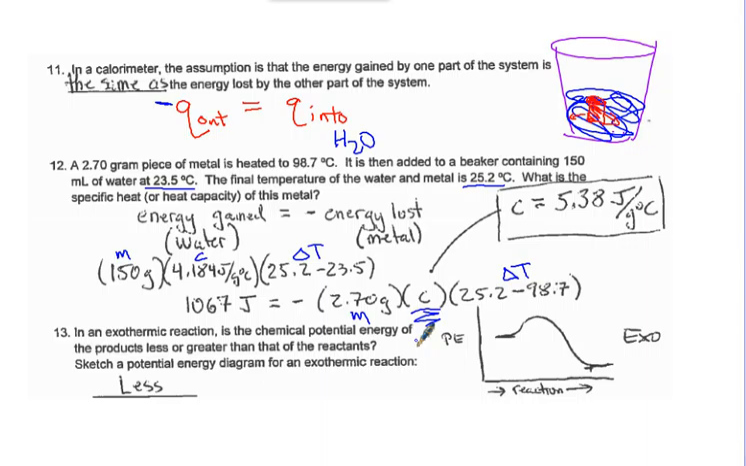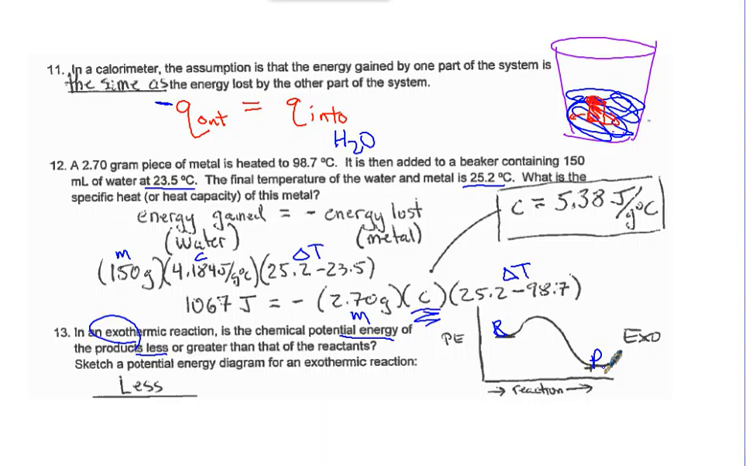Number 13. An exothermic reaction: the chemical potential energy of the products is less than or greater than that of the reactants? It's exothermic, so energy is flowing out, so the amount of potential energy should be decreasing. So the products should have less than the reactants. Here we have a graph of potential energy versus the reaction. This side would be the reactants, this side is the products, and as the reaction proceeds, bam, you lose energy, and the products end up having less.